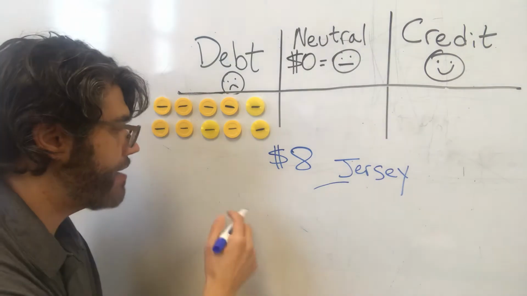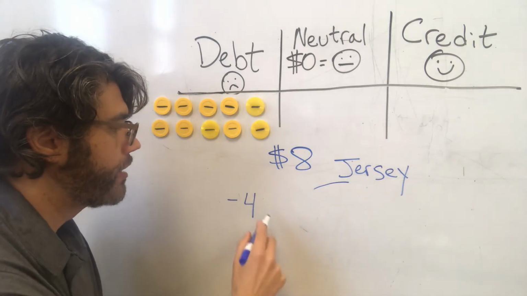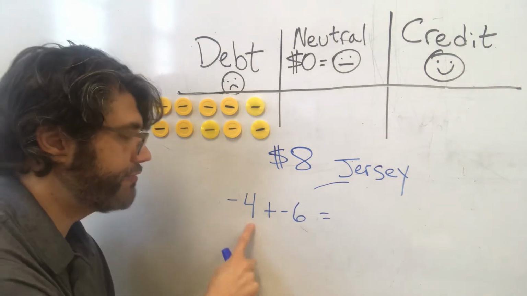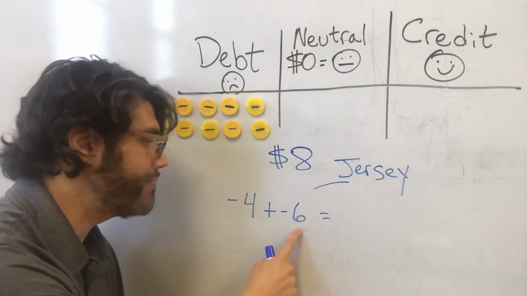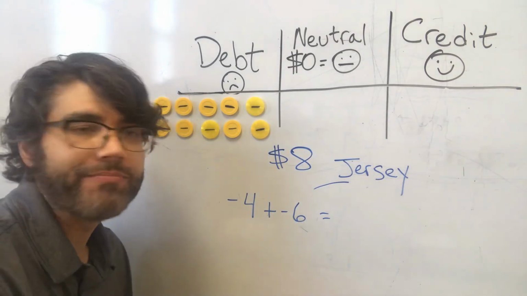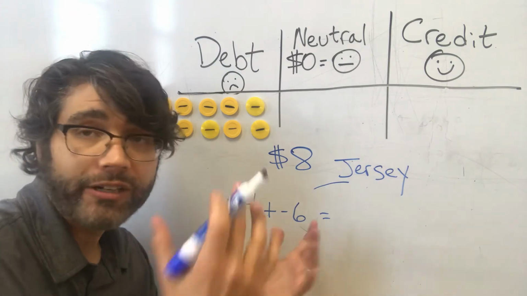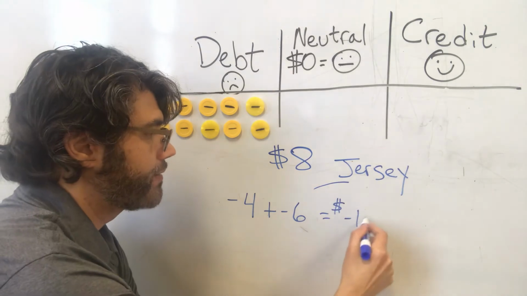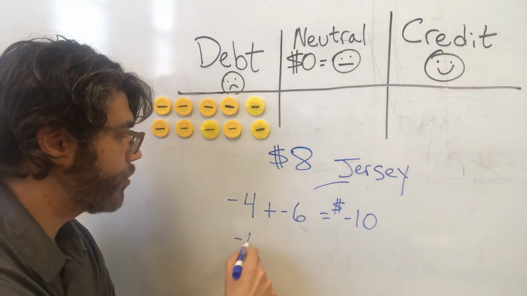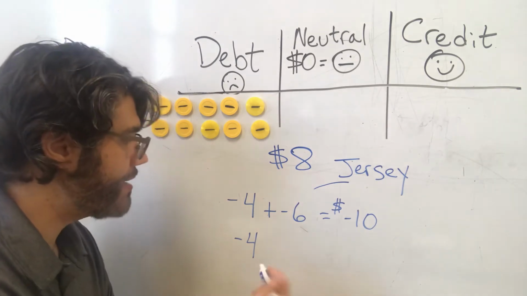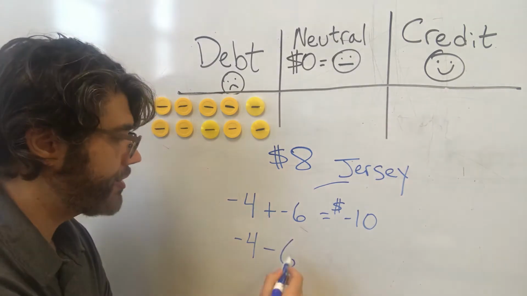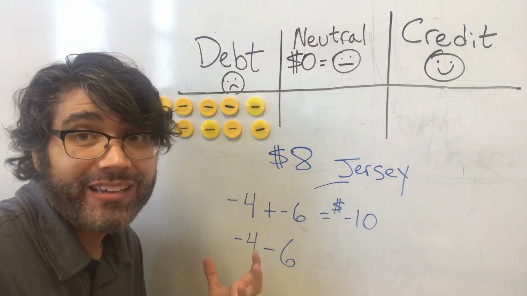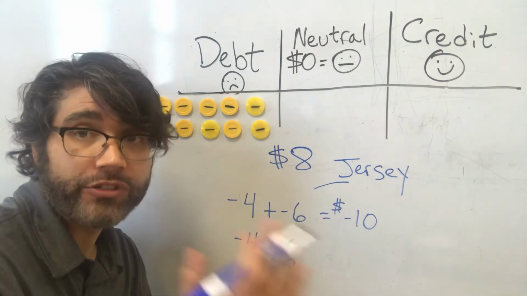So let's say that you have -4 plus -6. So you're in $4 of debt, say from Gatorade, then you're in $6 of debt, say from shin guards if you're on a soccer team. So then you're in $10 of debt. Or you could think of it as you're in $4 of debt, and then those shin guards, which cost $6, you're going to have to take away $6 because your account is going to be debited $6 for those shin guards.